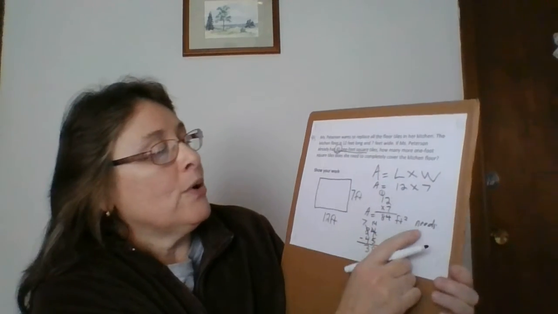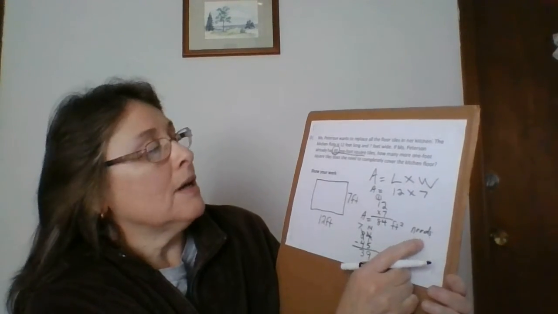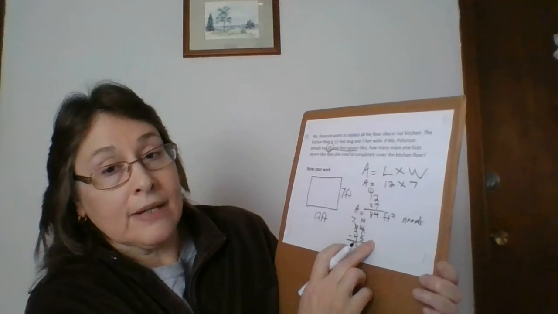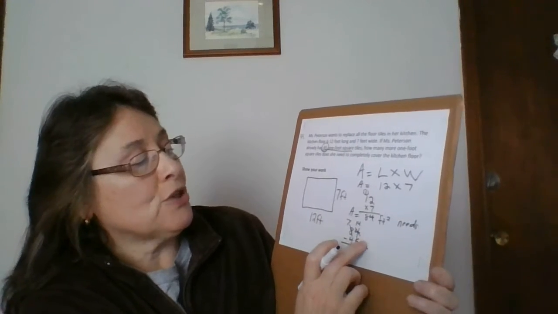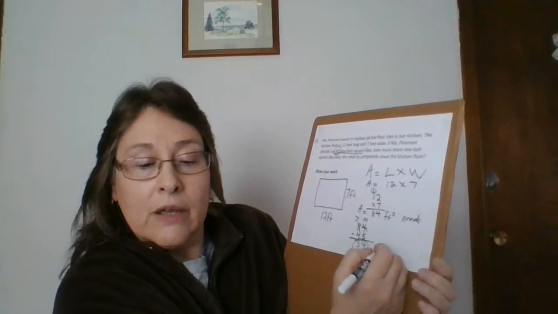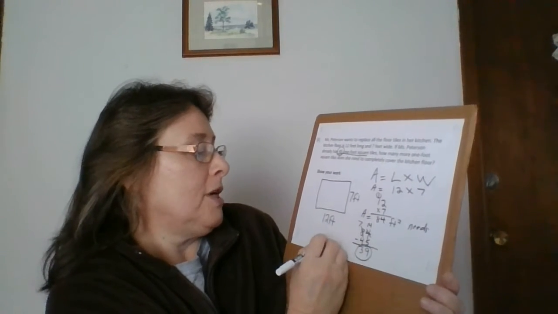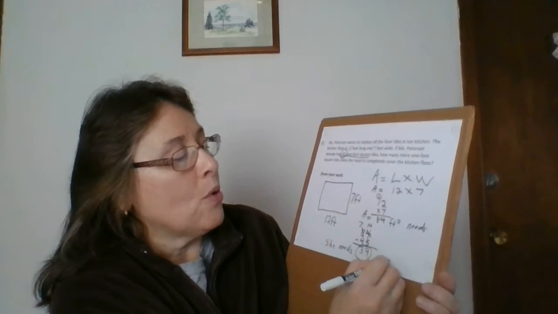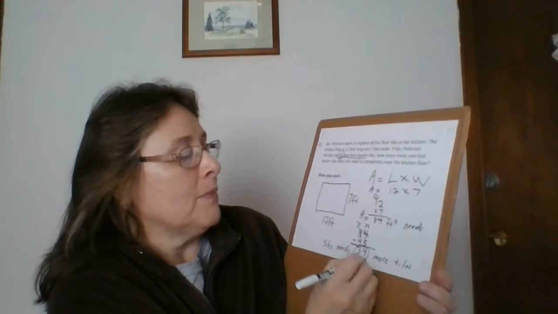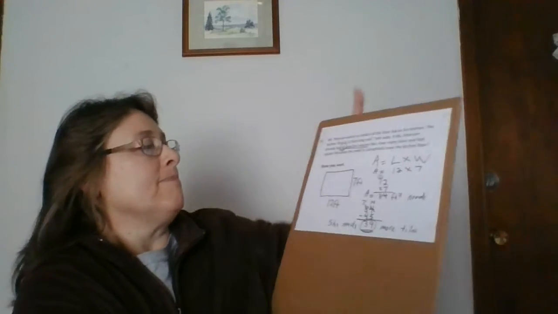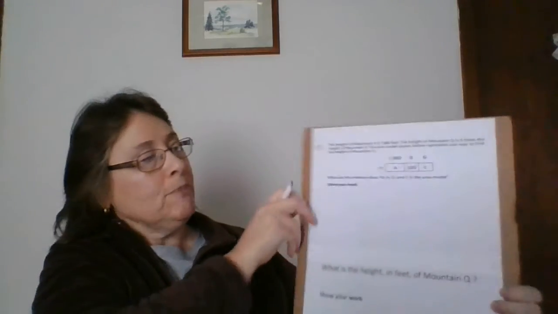So 84 is how many she needs. She already had 45. So when I subtract what she already has from what she needs, she's going to need only 39 more. So she needs 39 more tiles. So that's all that she needs to buy to cover her floor. Okay. And moving on to our next question.